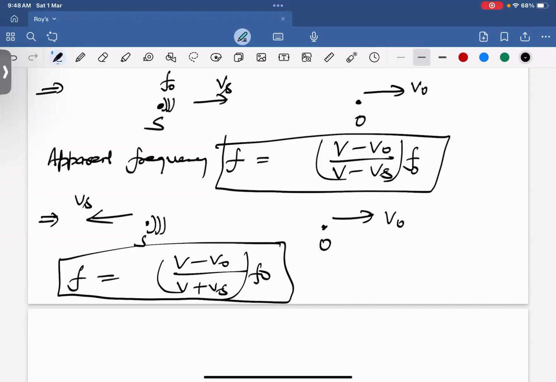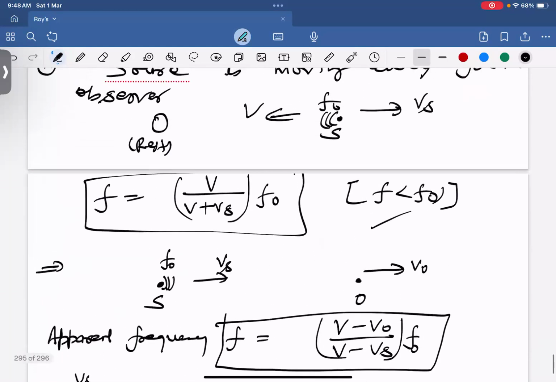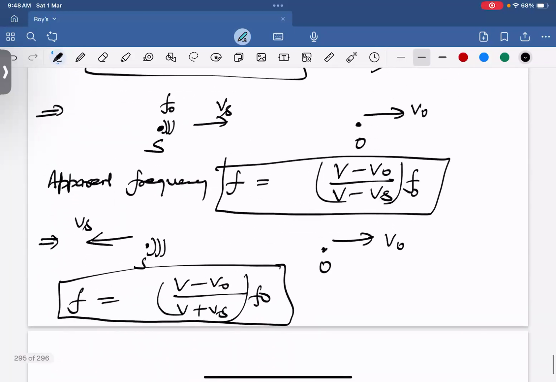Yes, sir, done. Could you show the statement above the apparent frequency line? Okay, okay, that's done. Yeah, there is no statement. Okay, okay.